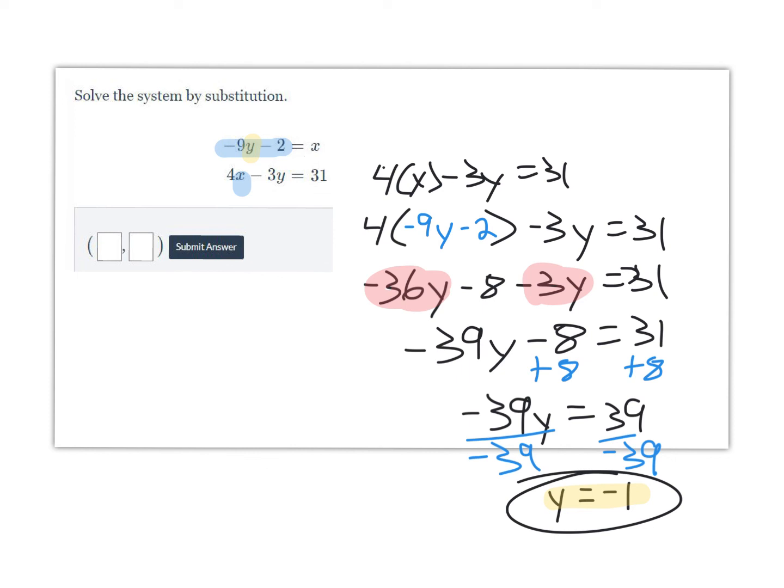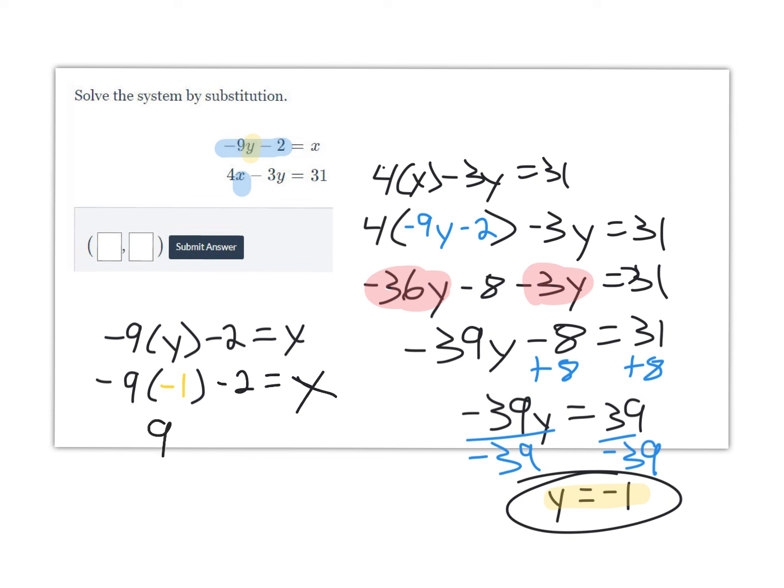So let's go ahead and work that. I'm going to bring that over here. That says negative 9 times the y value minus 2 equals the x value. And now we're going to replace that y with our answer over here, which is negative 1. Then we're going to subtract 2, and that equals x. So negative 9 times negative 1 is positive 9, and then 9 minus 2 equals x, so x equals 7. So in our answer over here, we have x is 7 and y is negative 1.